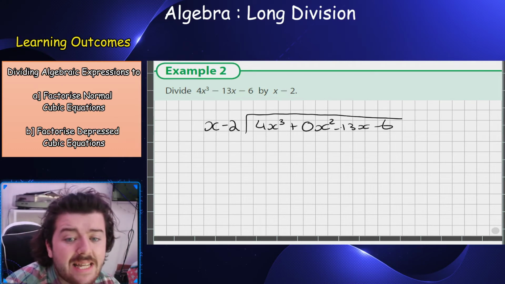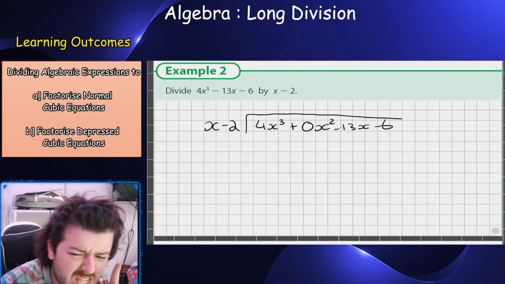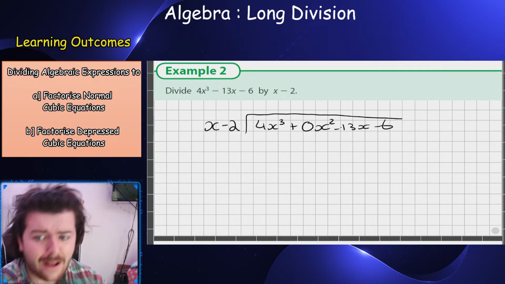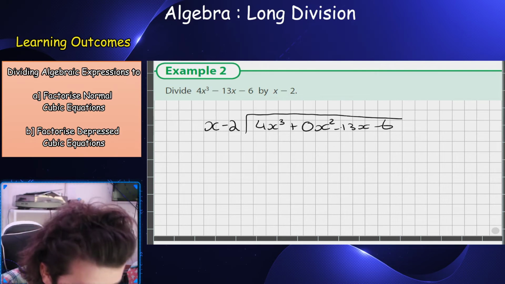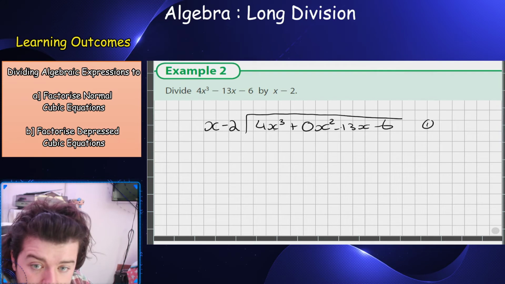And then the process is very similar to before. So if you want to try it yourself, pause the video now. Welcome back. Did you try it? Probably not. Anyway, so first step, I need to find out 4x cubed divided by x.